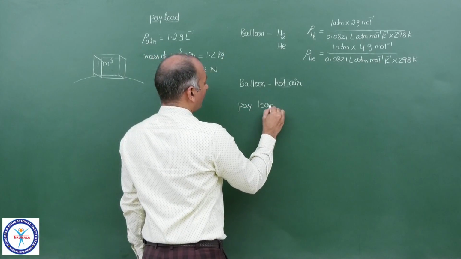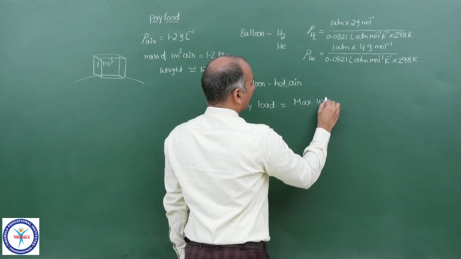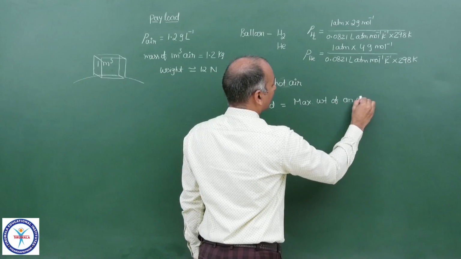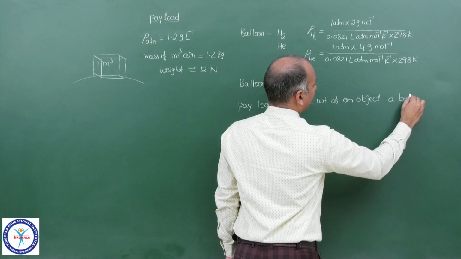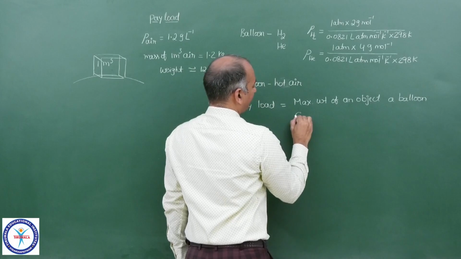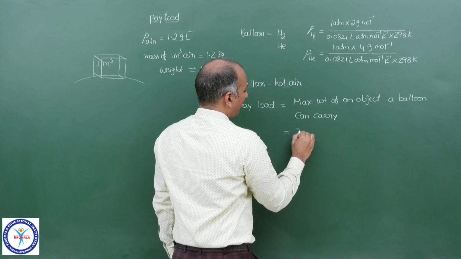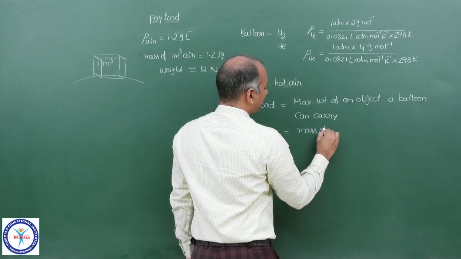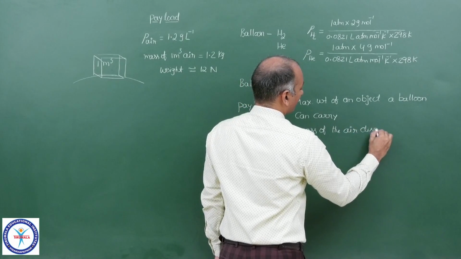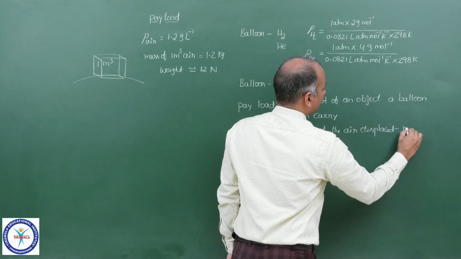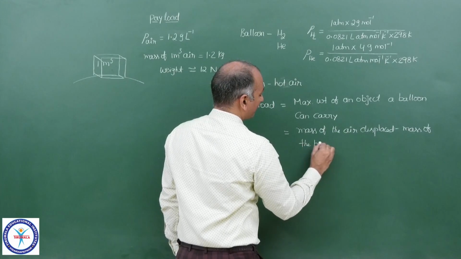Now we can define the payload. Finally, the payload is equal to the maximum weight of an object a balloon can carry, and that is equal to mass of the air displaced minus mass of the balloon. Now this is what is payload.